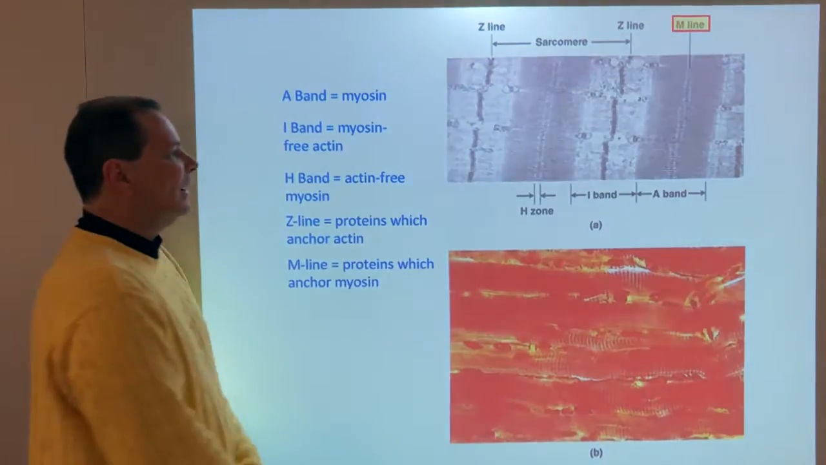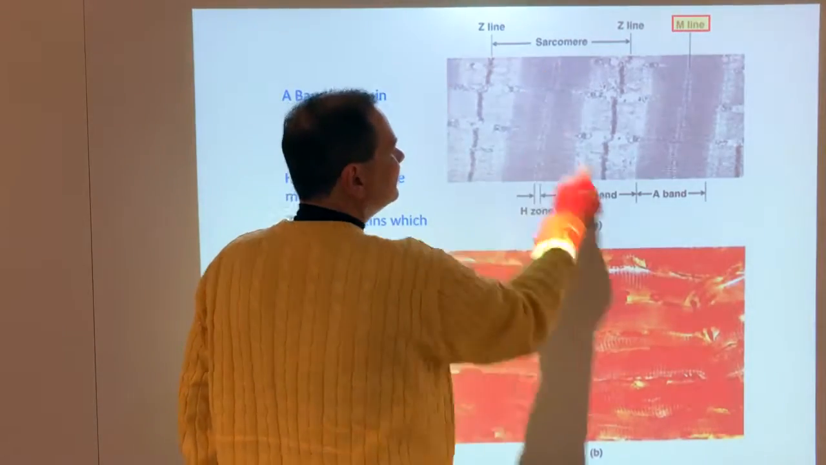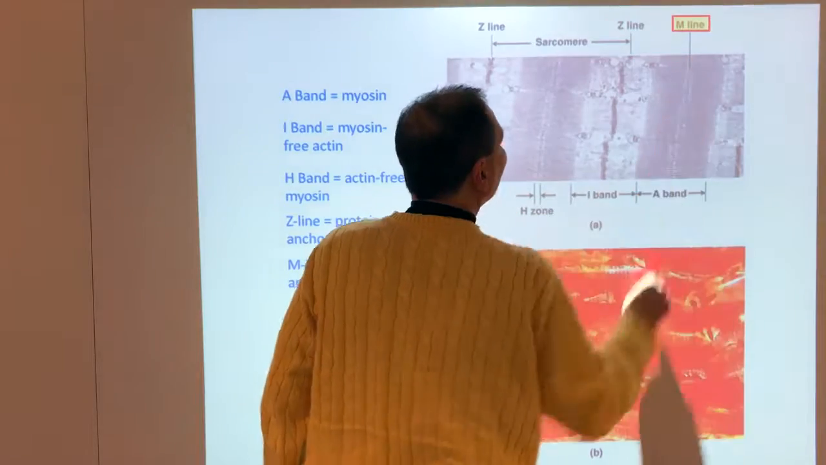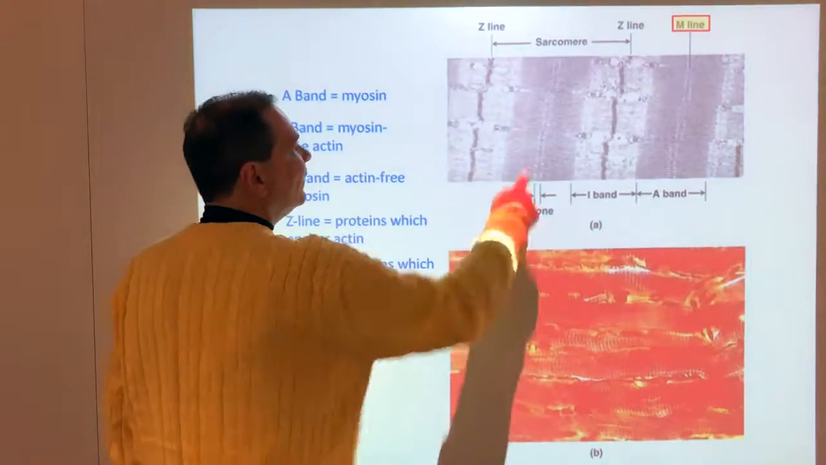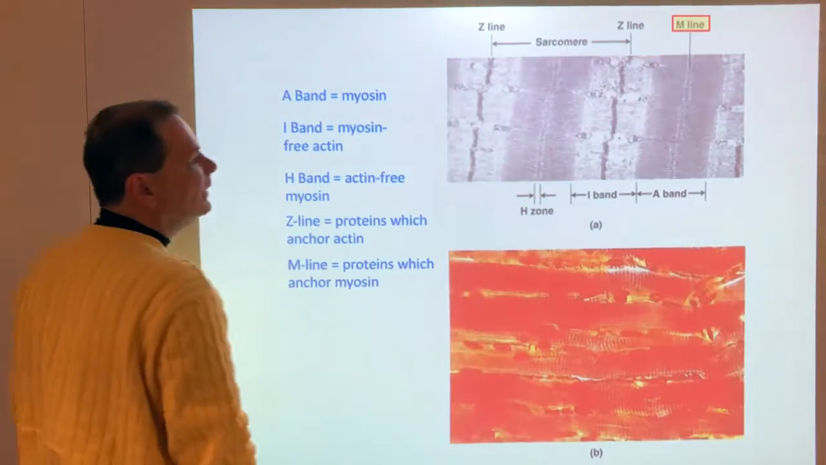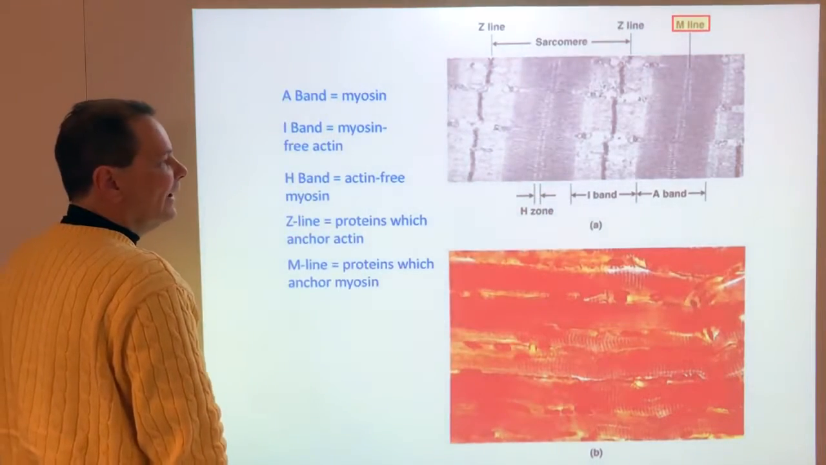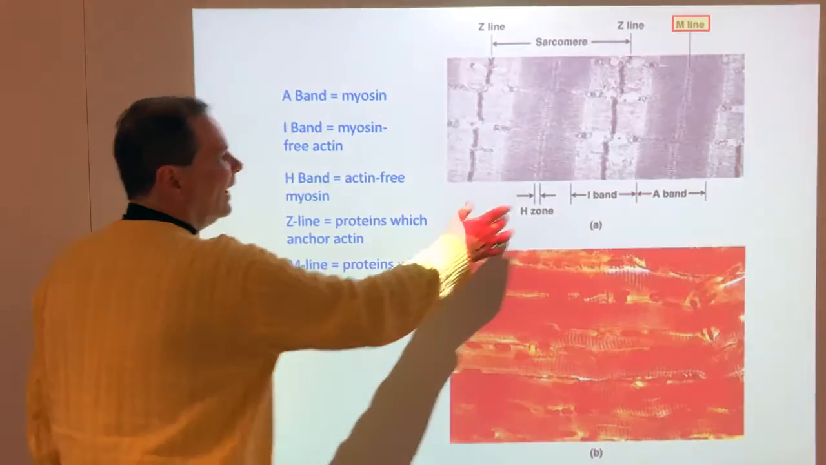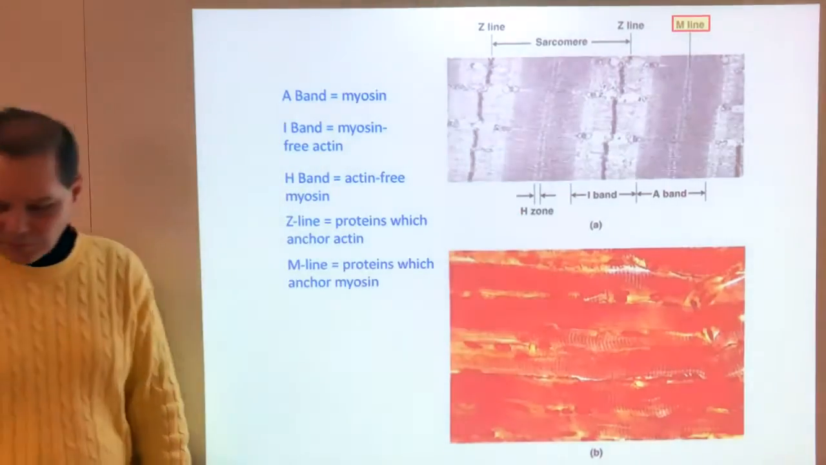And your M line runs through the H zone, okay? And it is also a series of proteins that run transversally through the sarcomere and through the myofibril. And those proteins anchor the myosin and hold it in place, okay?